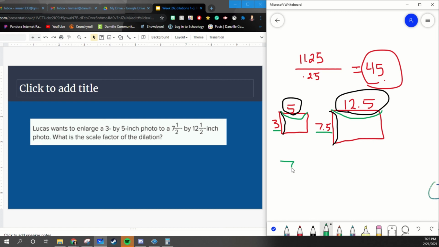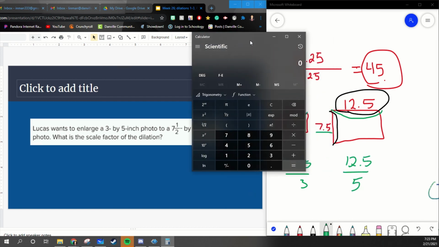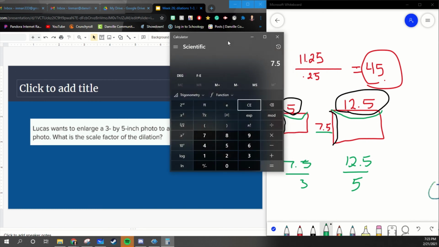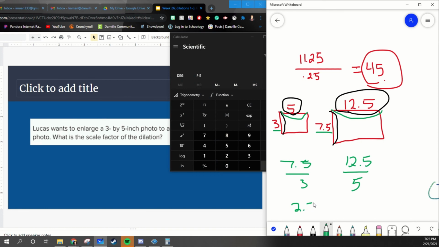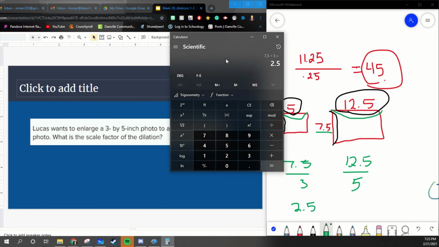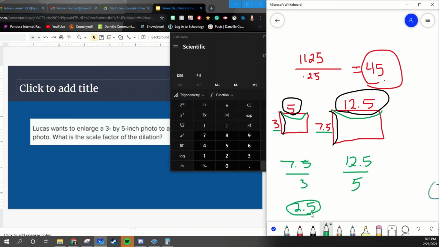What that means is I can take 7.5 divided by 3, or I could take 12.5 divided by 5. Each should give us the same scale factor. So let's make sure it does. So 7.5 divided by 3 gives me a 2.5 as our scale factor. And if I do 12.5 divided by 5, look at that, I get the same scale factor of 2.5.